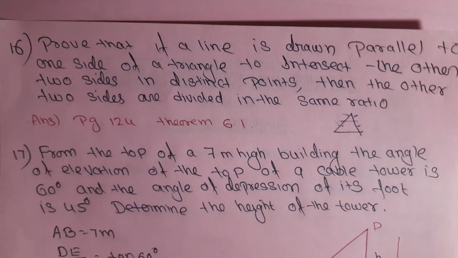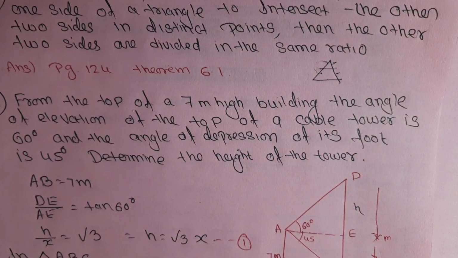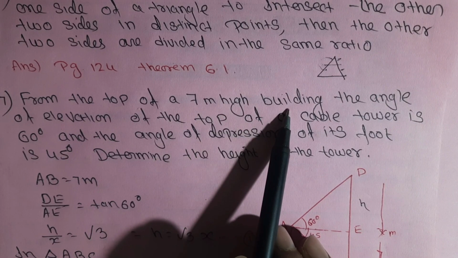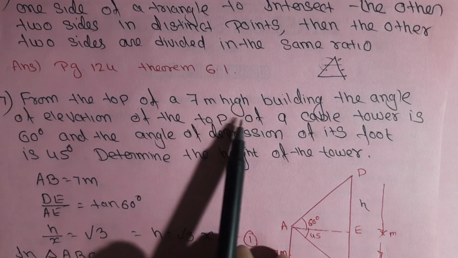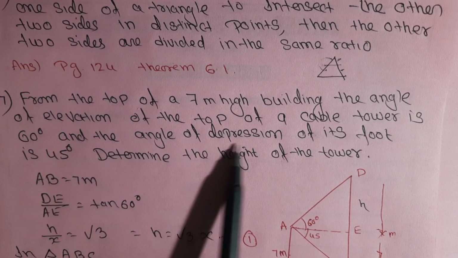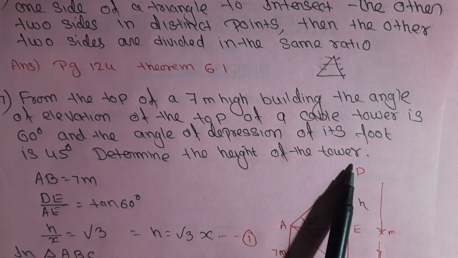First theorem will come compulsory. Now come to the second question. This is from trigonometry, height and distance. From the top of a 7-meter high building, the angle of elevation of the top of a cable tower is 60 degrees and the angle of depression of its foot is 45 degrees. Determine the height of the tower.